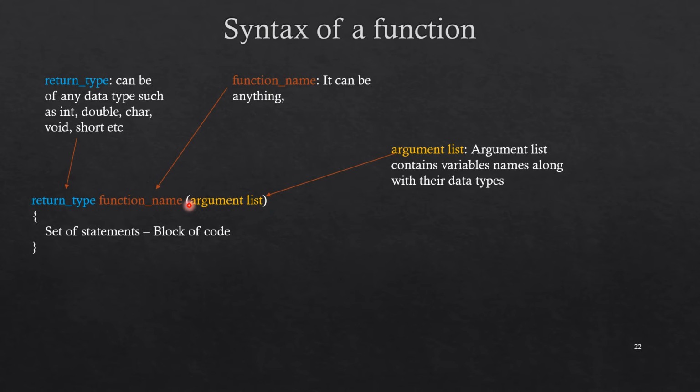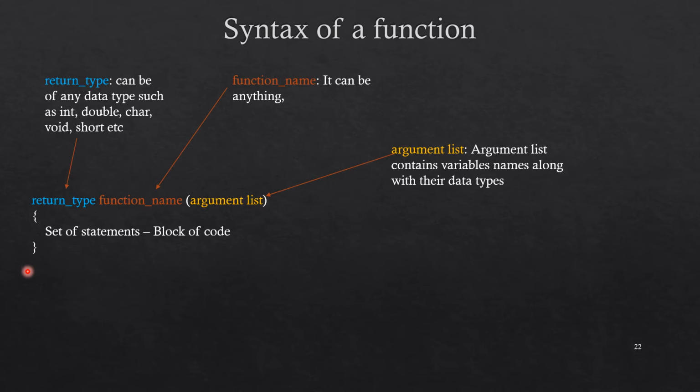Then into parentheses you would add the argument lists. Now, the argument lists are kind of input that the function uses. For example, a function which is used to add two integer variables will have two integer arguments. So first you give the variable type and then you give the variable name. You can add as many as you wish and separate those by a comma.